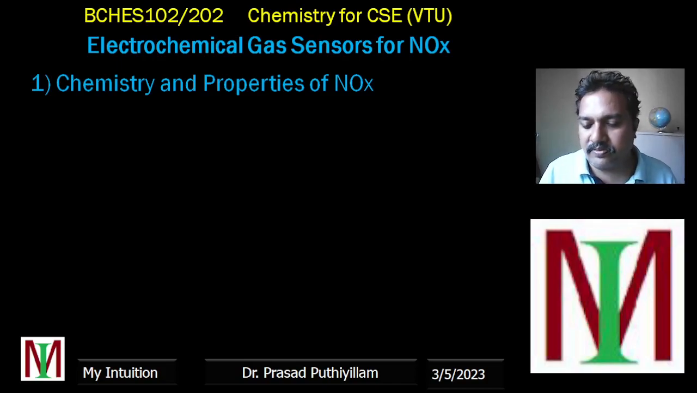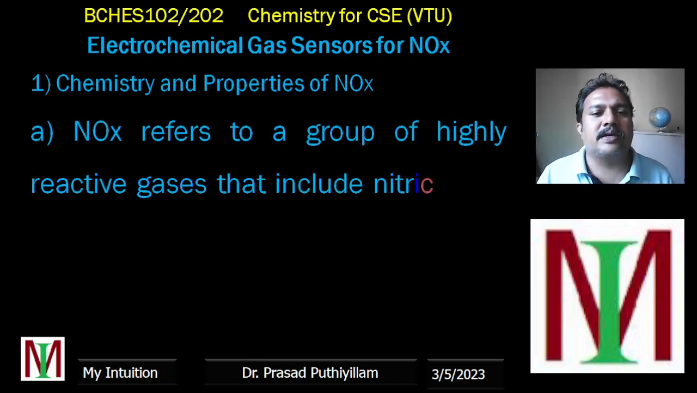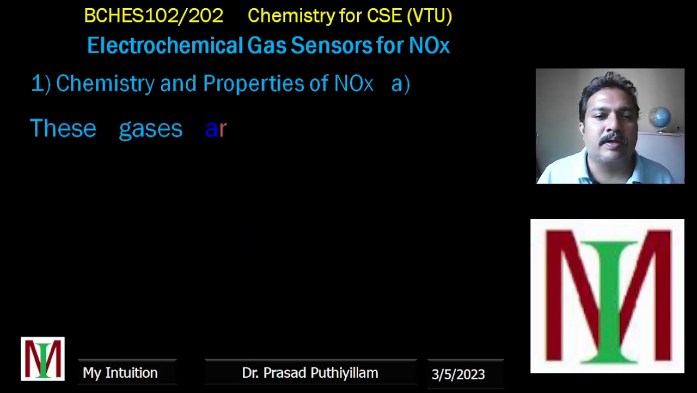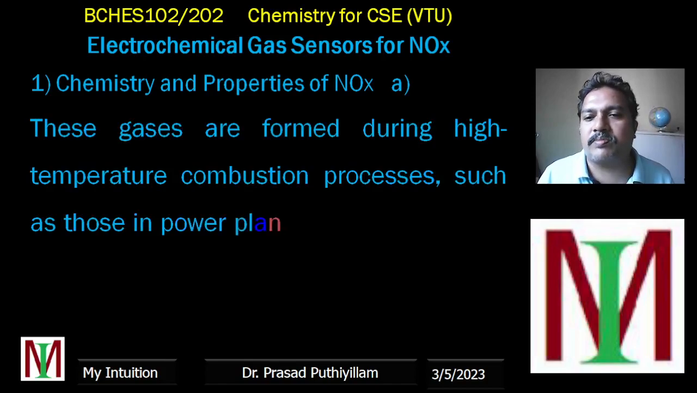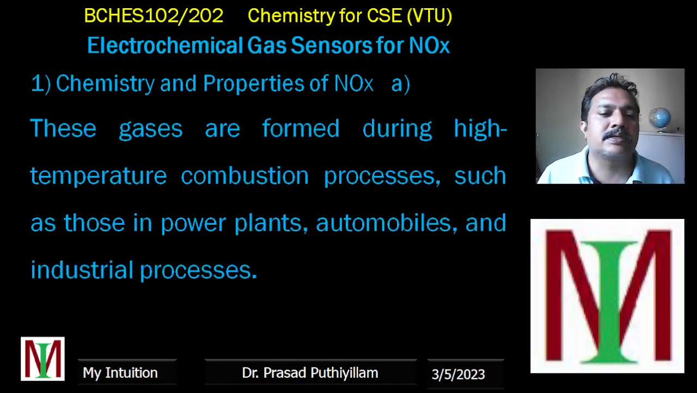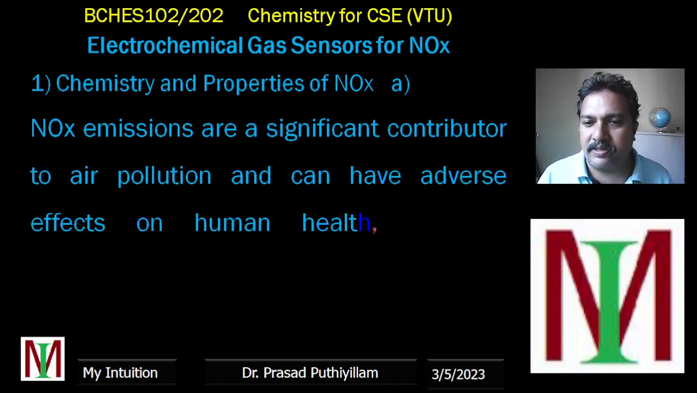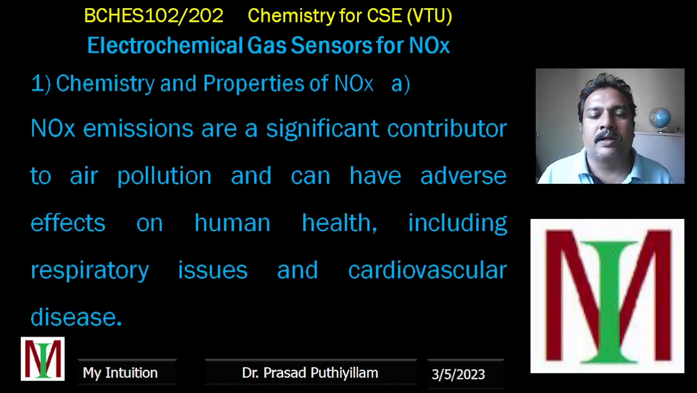Chemistry and properties of oxides of nitrogen. They refer to the highly reactive gases including nitric oxide and nitrogen dioxide, NO as well as NO2. These gases are formed during high temperature combustion processes such as in power plants, automobiles and industrial processes. Oxides of nitrogen emissions are a significant contributor to air pollution and can have adverse effects on human health, including respiratory issues and cardiovascular diseases. Respiratory means related to the respiratory channel, cardiovascular is something related to the heart.